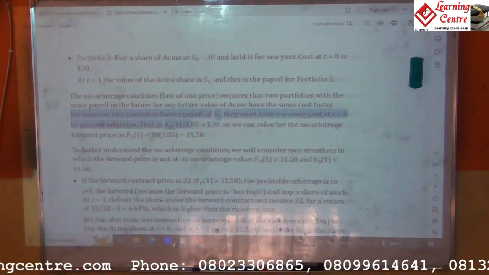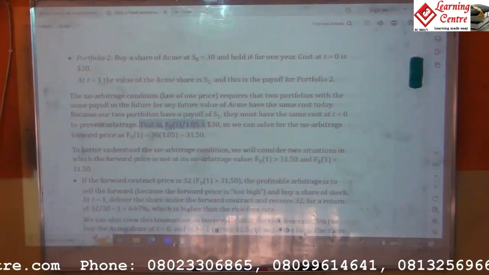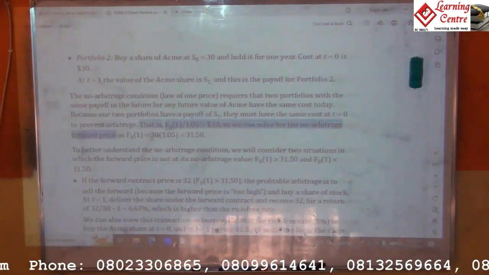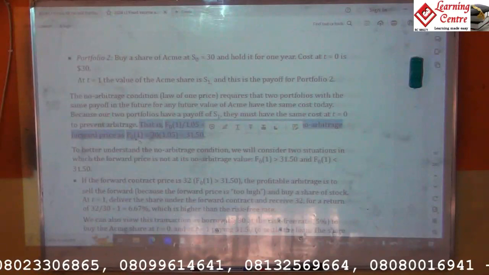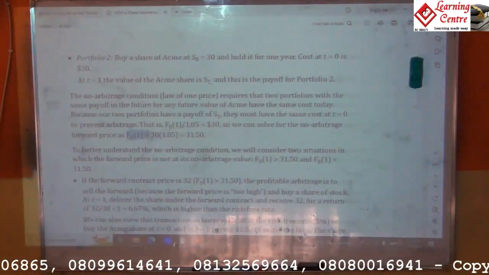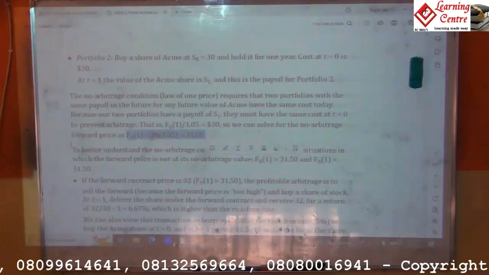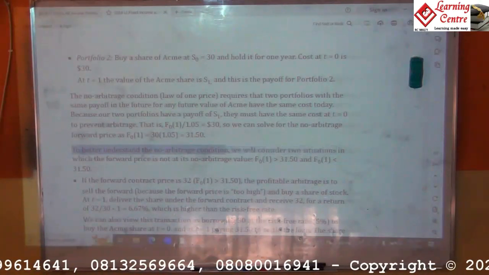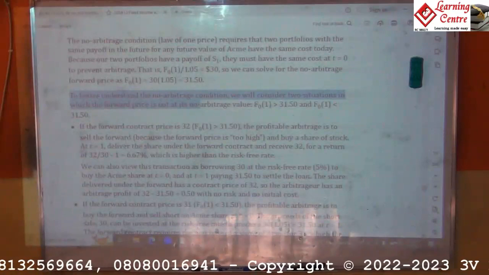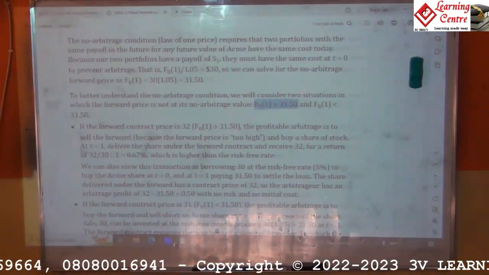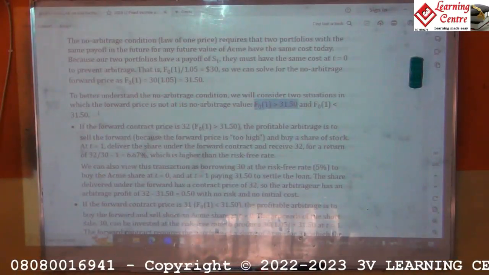That's T0. So the future price is $30. We can solve the no-arbitrage forward price at 31.5, meaning that the forward price of this item needs to be 31.5. To better understand this, we'll consider two situations. So let's look at it. Two situations in which the price is greater than and less than 31.5.